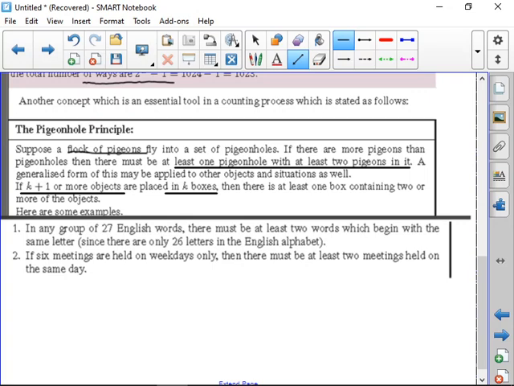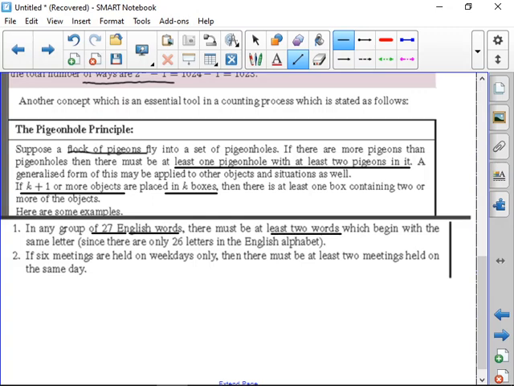See the first one. In any group of 27 English words, we know there are only 26 letters in the English alphabet. Okay. So, in any group of 27 English words, there must be at least 2 words which begin with the same letter. Because there are 26 letters only in the English alphabet. Is it clear?